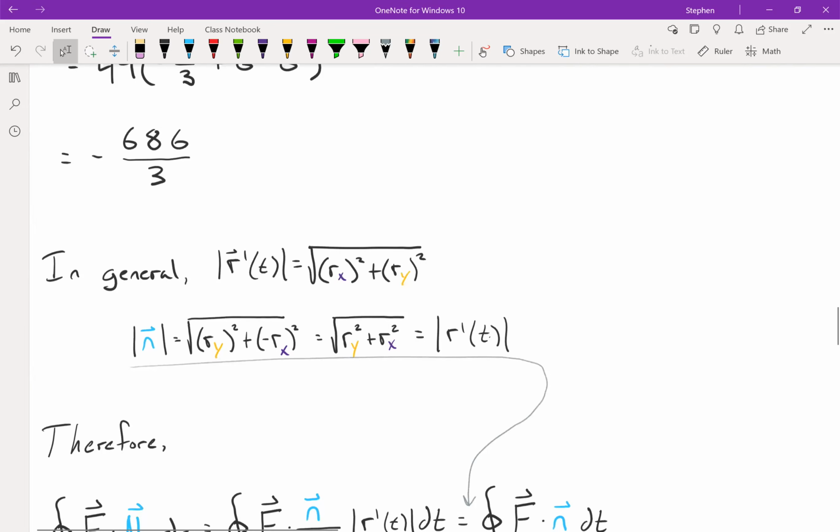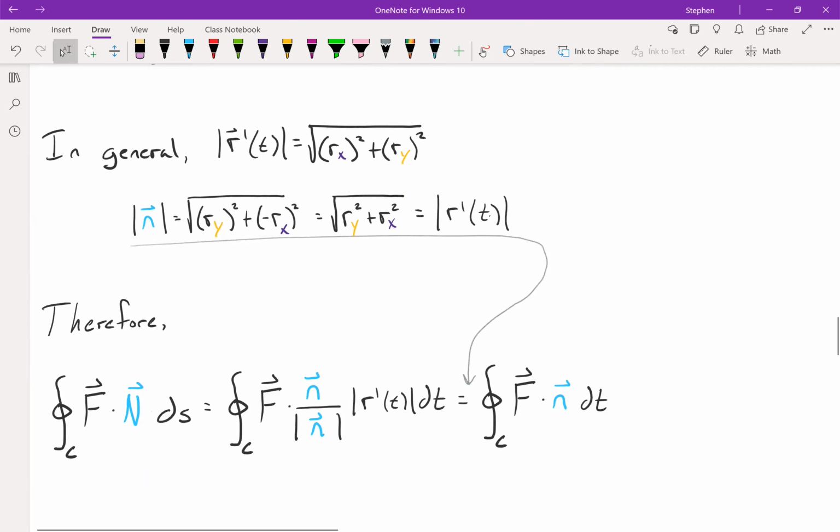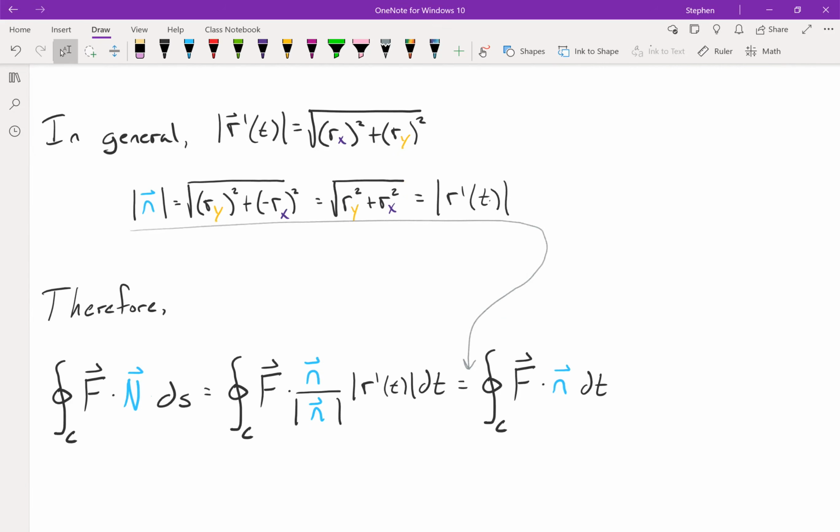So let's talk about a couple of things that are true in general. If my parameterization r is just x of t comma y of t, which is how we define most parameterizations, right? There's an x component and a y component. Then the magnitude of r prime is just the square root of the x derivative squared plus the y derivative squared. Again, that's just based on how we do standard parameterizations.